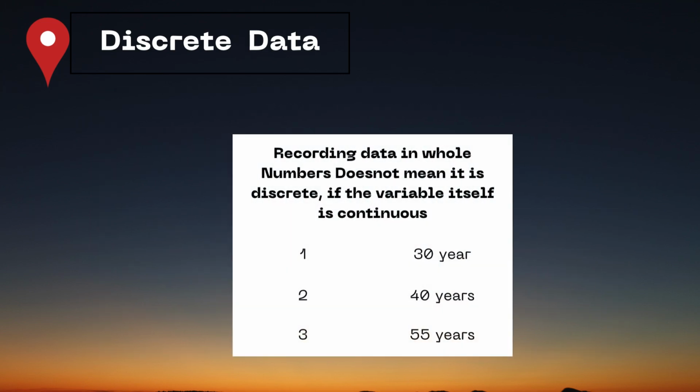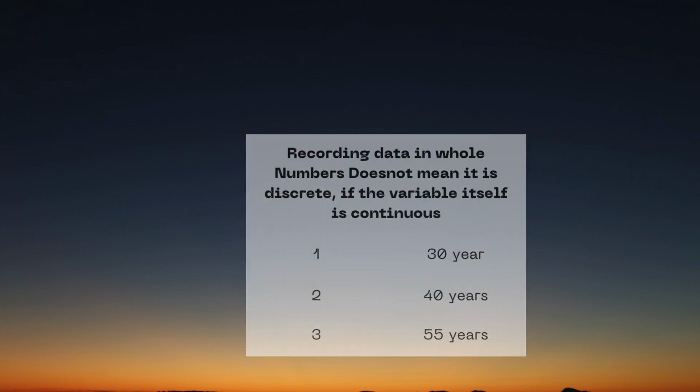A variable must be naturally discrete to be called discrete. For example, we usually record age in whole numbers, 23 years, 24 years, but age is itself a continuous variable. It can be divided into smaller and smaller parts, such as years, months, days, minutes, and so on.